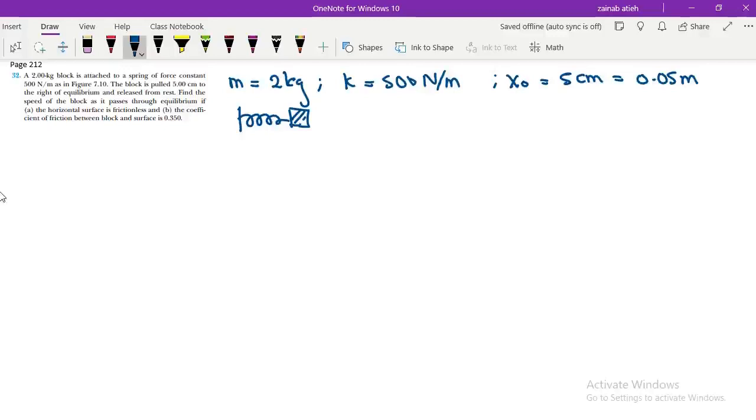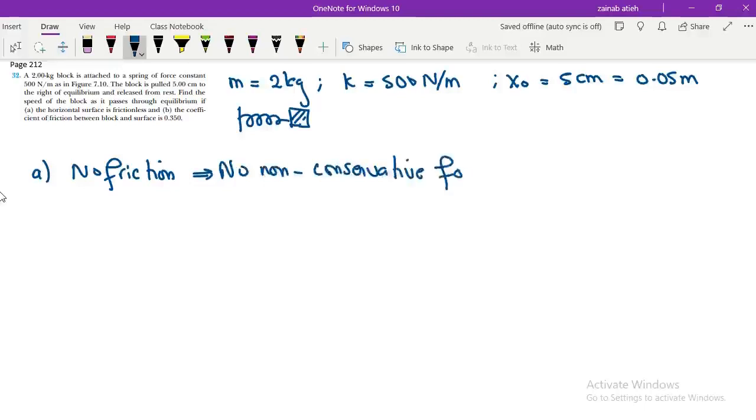Let me start with part A. In part A, he said that the surface is frictionless, so we have no friction. If we have no friction, that means we have no non-conservative forces. What are the forces acting on the particle or on the block? They are the weight, the normal, the tension. All these forces are conservative forces, so I can say that the mechanical energy is conserved. EM is conserved.